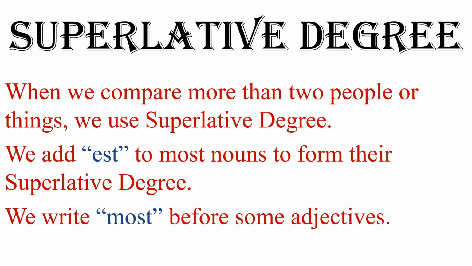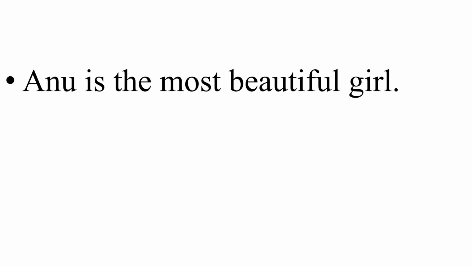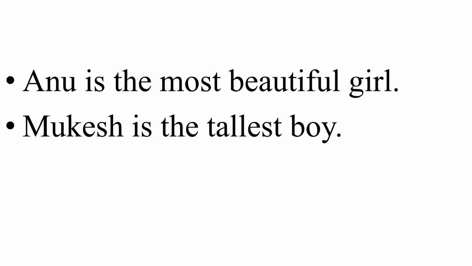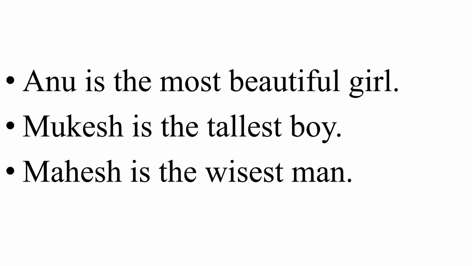जब हम दो से ज्यादा nouns को compare करते हैं, तो हम superlative degree का use करते हैं. Most of adjectives में est add करके हम superlative बनाते हैं. And in some, we write most before them to change into superlative. जैसे Anu is the most beautiful girl. Mukesh is the tallest boy. Mahesh is the wisest man.